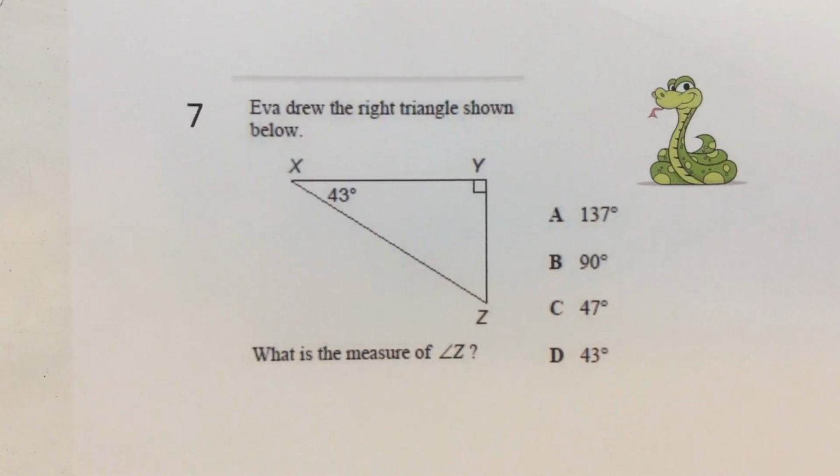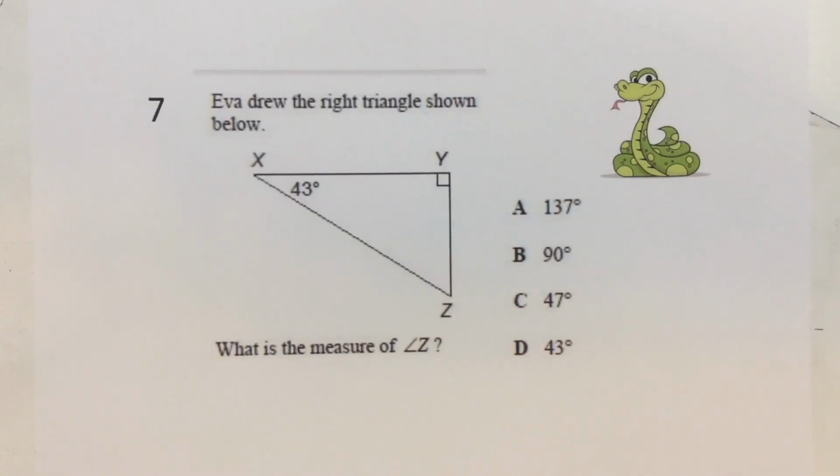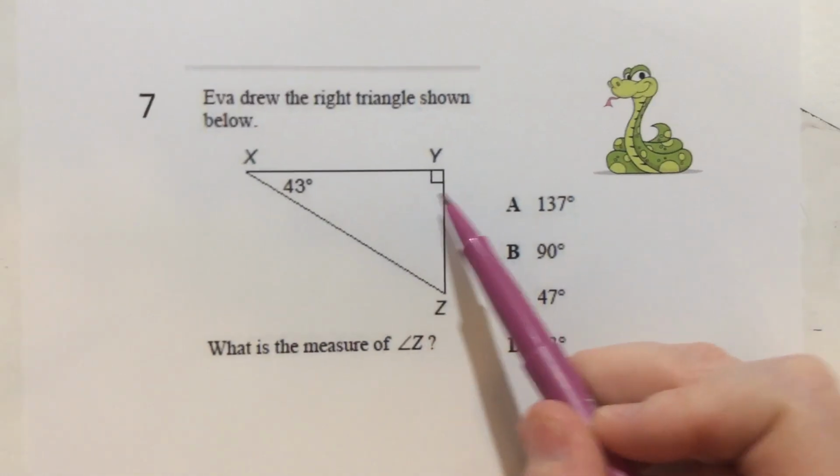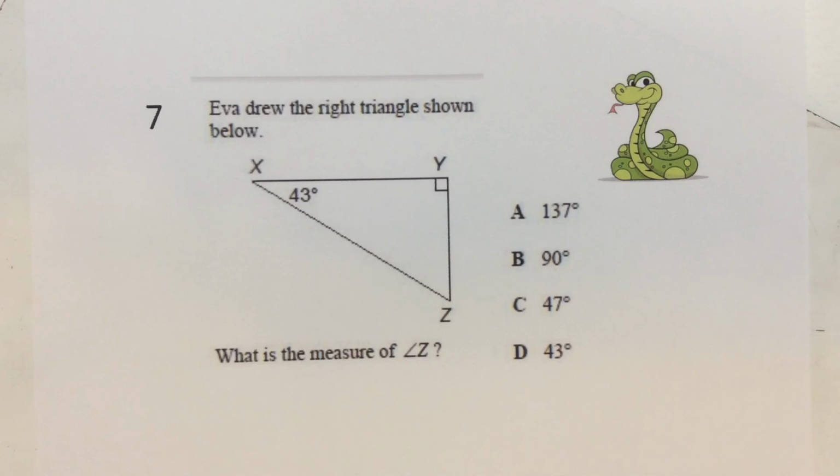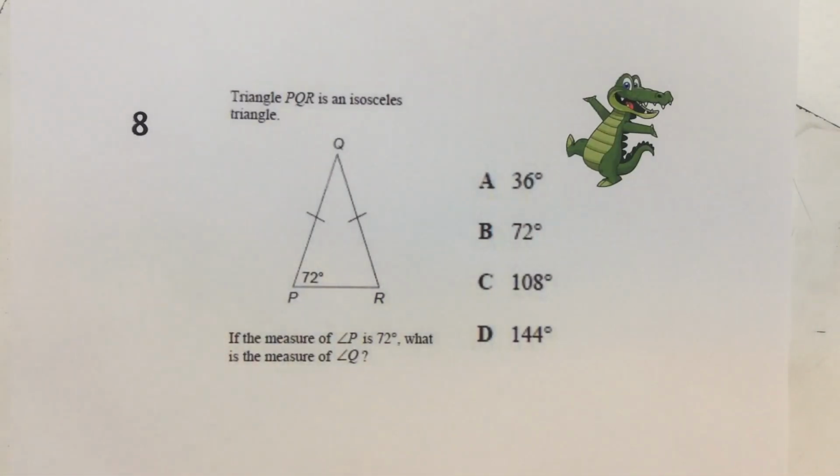Oops. Okay, 7. Eva drew the right triangle shown below. What is the measure of angle Z? All right, so that little square tells us it is a right angle, so that means that it is a 90-degree angle. Okay, number 8, triangle PQR is an isosceles triangle. If measure P is 72 degrees, what is the measure of angle Q? So it gave us one of those congruent angles, but not both of them.